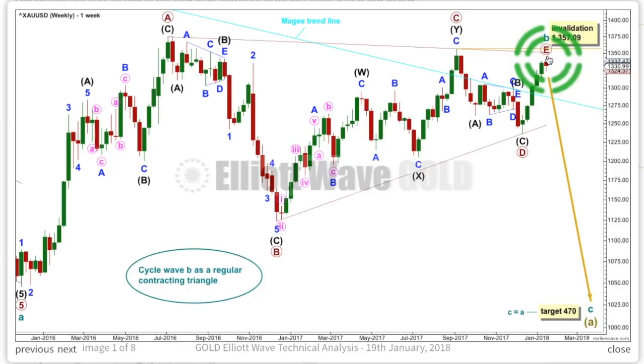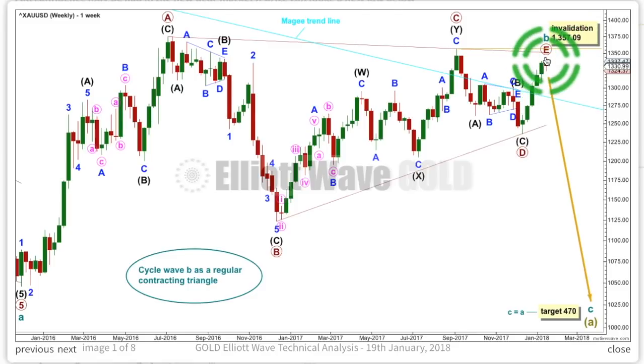But if E does continue any higher, it may not move beyond the end of C above 1357.09. Any new high by any amount at any time frame above this invalidation point will fully invalidate this wave count at the weekly chart level. For this wave count, the invalidation point at this stage is now black and white.